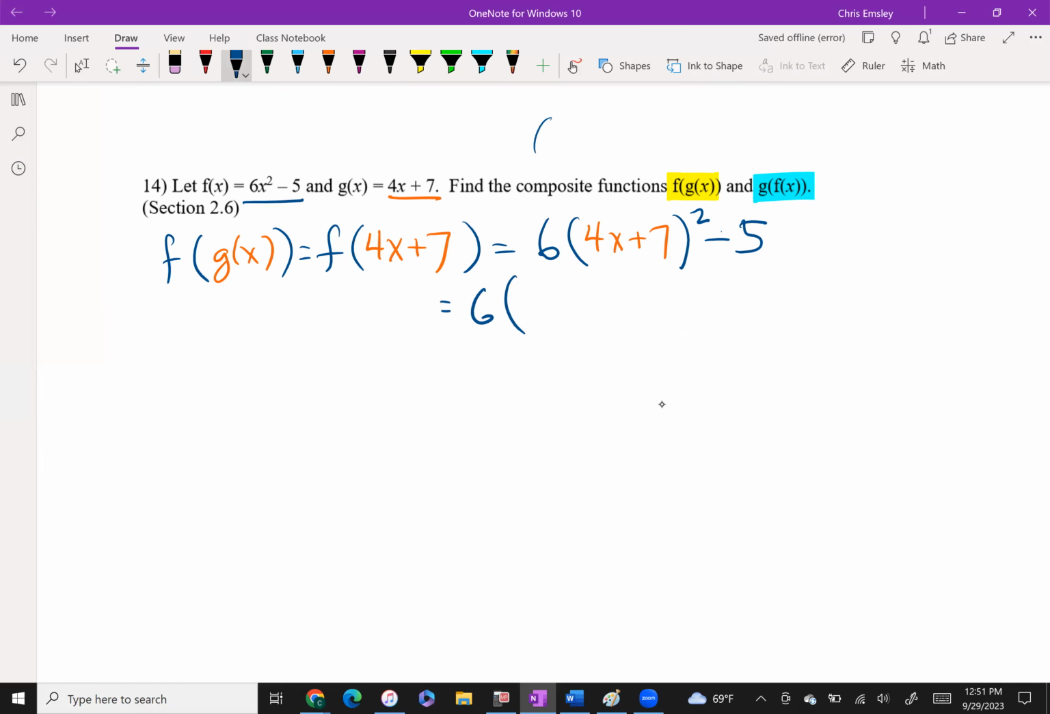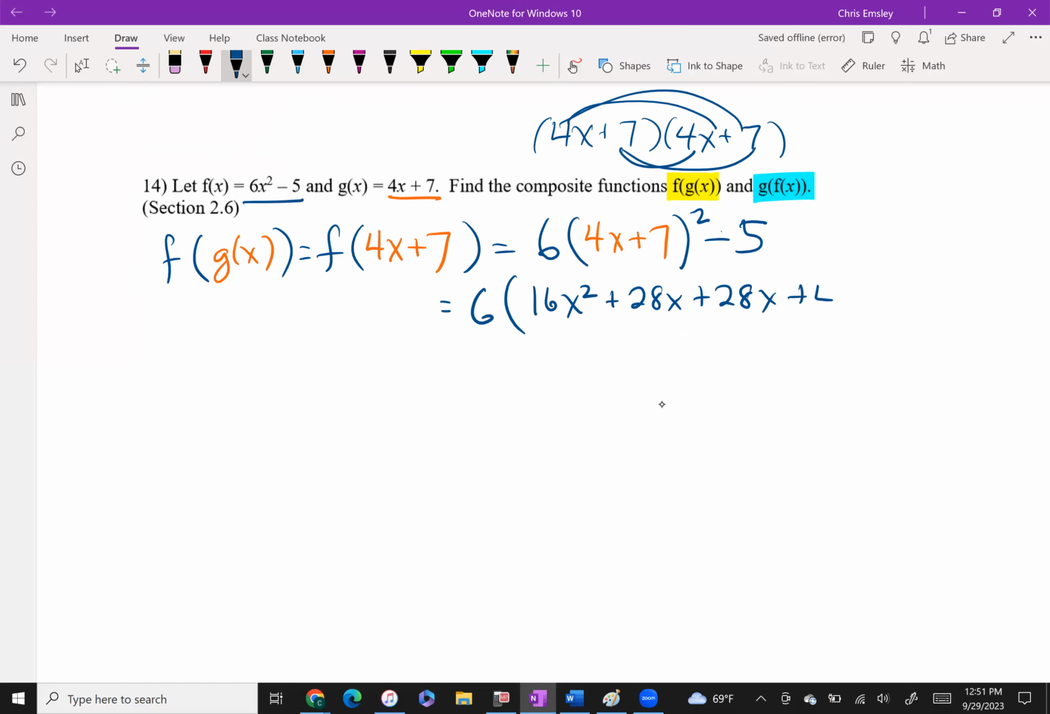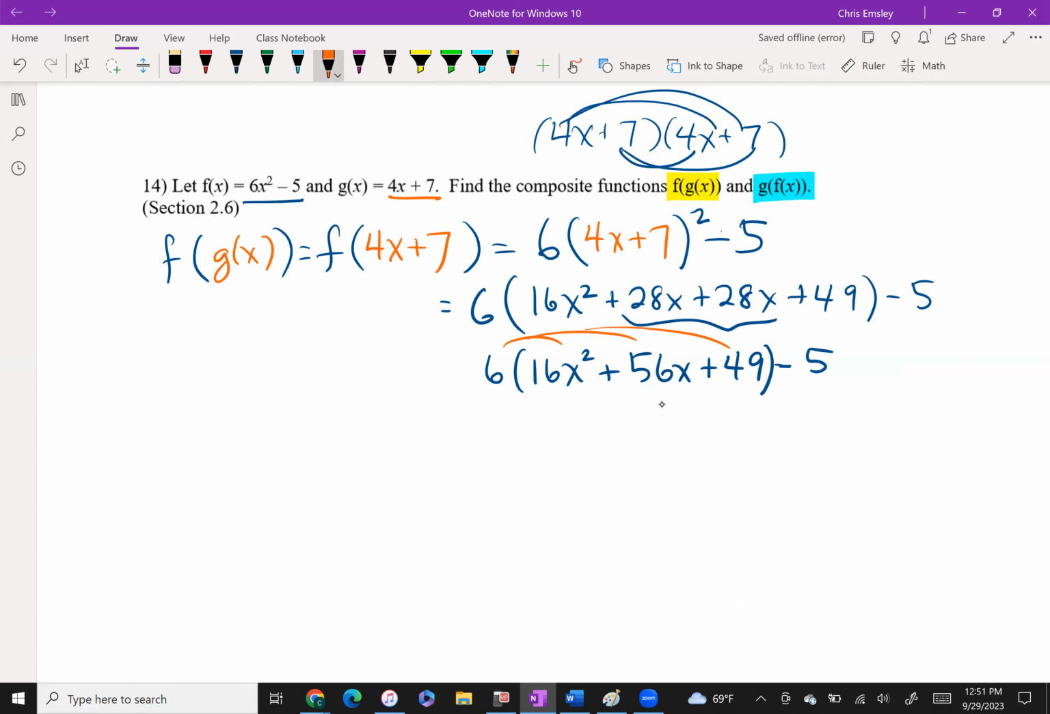So if you need to see it, write it out so we can FOIL it. 4x times 4x is 16x squared. And then we get a 28x, another 28x, and 49. I will combine those like terms in the middle. 28 and 28 is what, 56x? Now we're ready to distribute that 6 through.